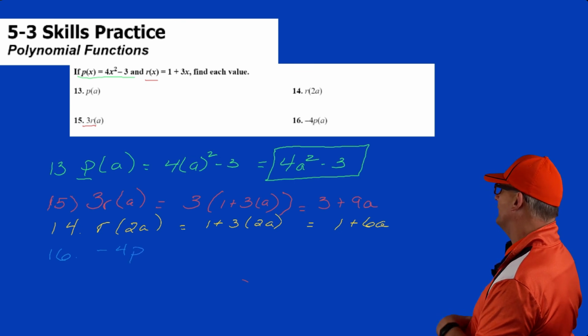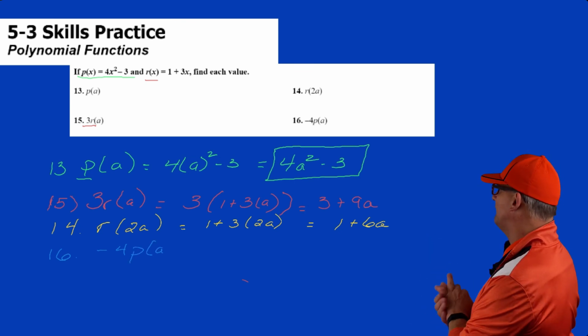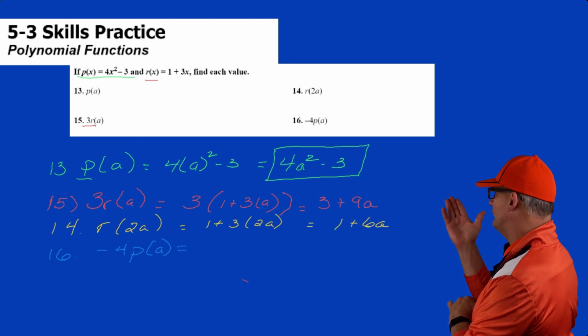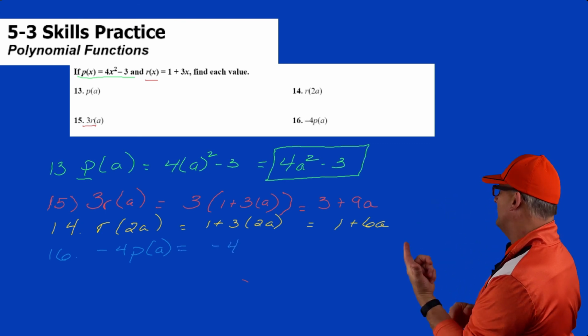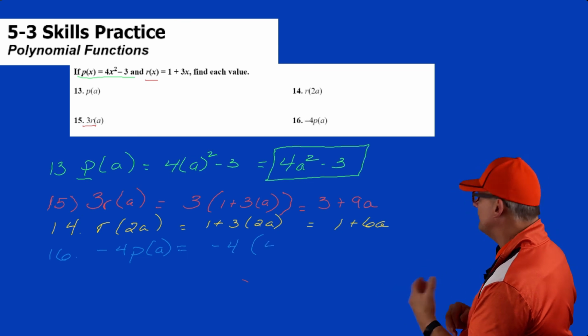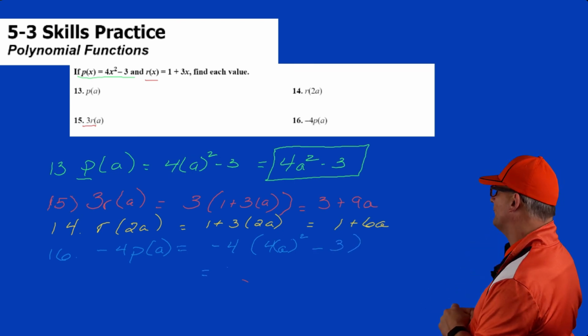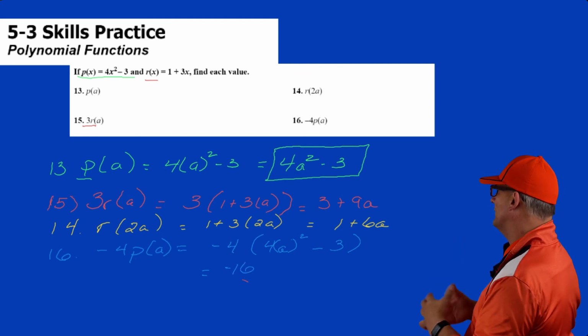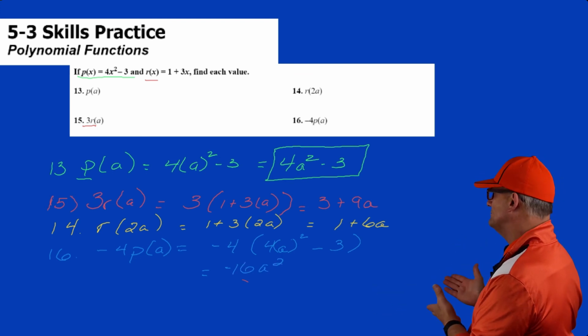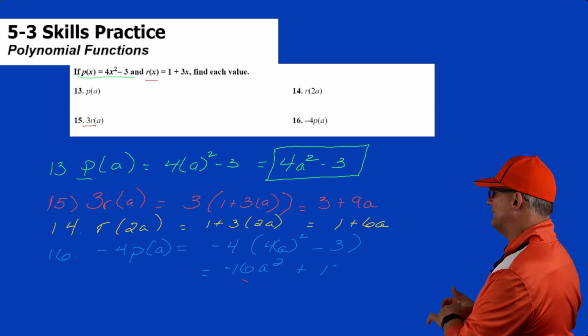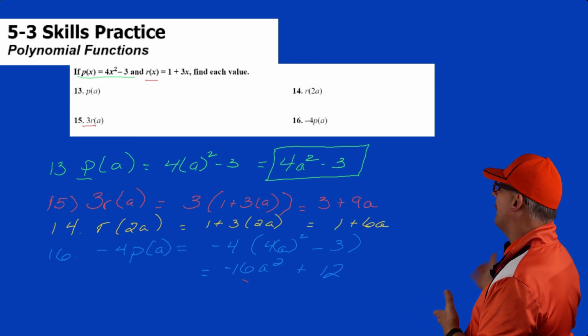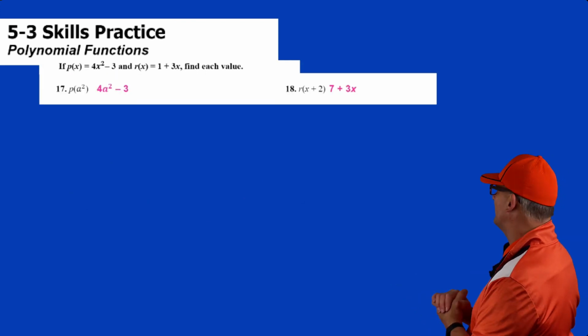All right, 15. We got, I'm sorry, not 15, 16. Negative 4 P of a. So we're going to use which one, right? We're going to use the P of x, substitute in the negative 4 P. Negative 4 times 4a squared, don't forget our squared, minus 3. So what's 4a squared? Well, that's 16a squared, right? Times the negative 4. That's negative 64a squared. 4 times 3 is 12, be positive 12. There's the answers to 17 and 18.